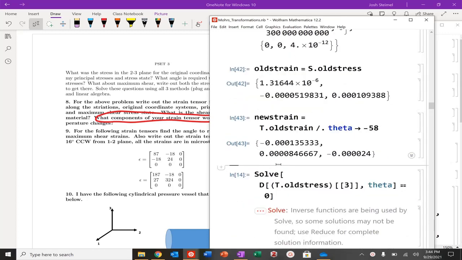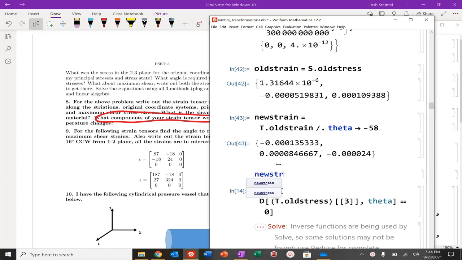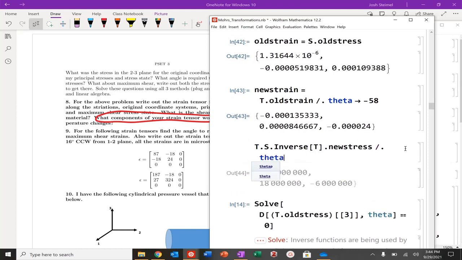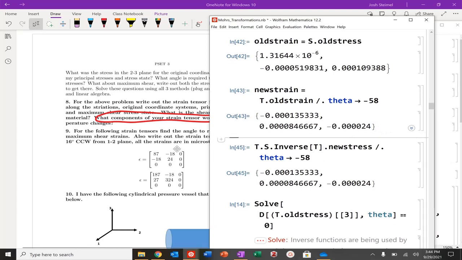We could also prove that in another way. So I also have my new stress, which was that tensor as well. So if I do inverse of T dot that, and then if I do S dot this, and if I do T dot this, this should give me my new strain as well, slash dot my theta goes to basically minus 58, and voila, I get the same answer. So that's a nice double check. So I've got old coordinate system, new coordinate system.